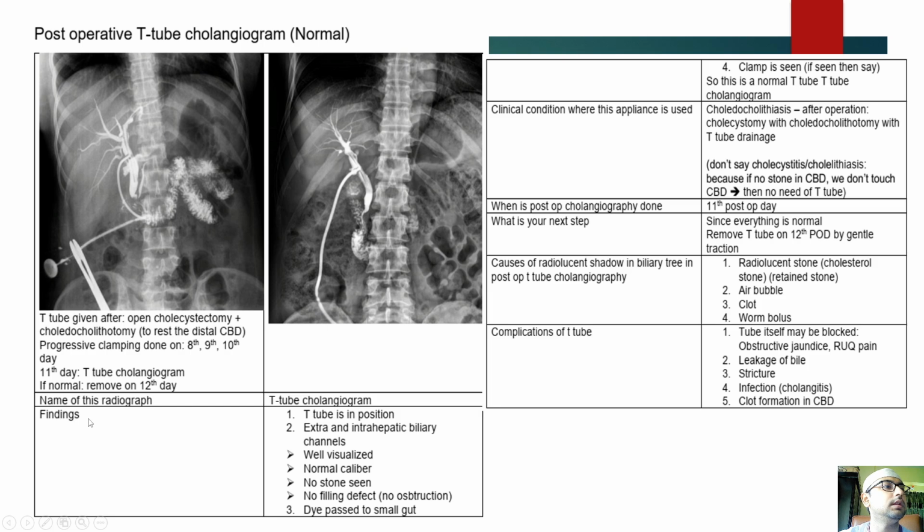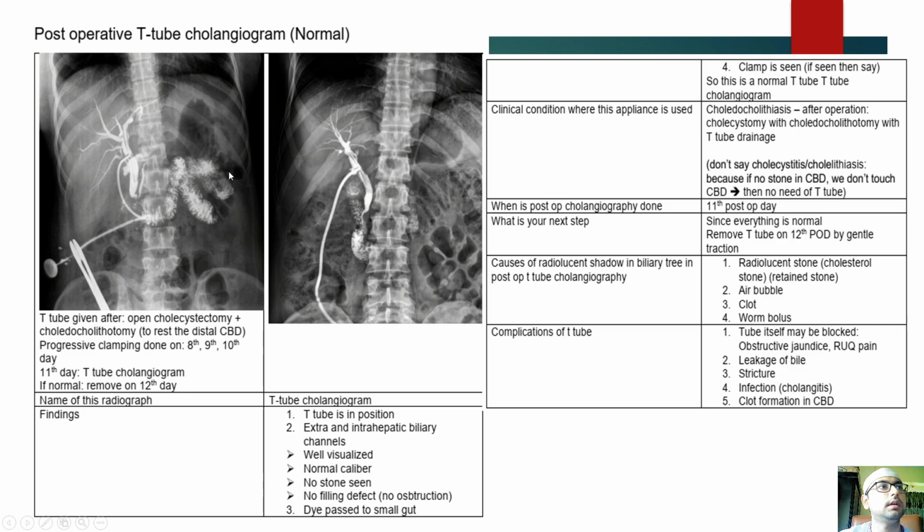So what will be the name of the radiograph? The T-tube cholangiogram, right? So the finding will be: the T-tube is in position. Extra and intrahepatic biliary channel, so this is the intrahepatic, this is the extrahepatic biliary channel visible, and the diameter of the CBD is normal. No stone is seen inside the CBD. No filling defect, like this is normal. So here you can see some narrowed area. There are some filling defects, I think, present here, and dye has passed to the small gut. So this is the small gut and the dye has already passed. Okay.